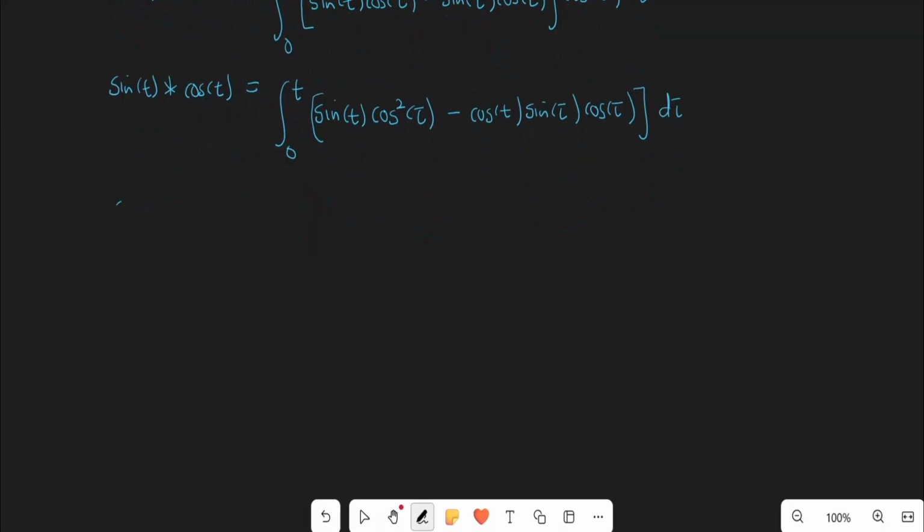Cool. Now let's split this one into two different integrals. Sine of t convoluted with cosine of t is equal to two different integrals, but we are integrating with respect to tau. This sine of t is a constant, it has nothing to do with tau, so I'm going to bring it out here as sine of t.